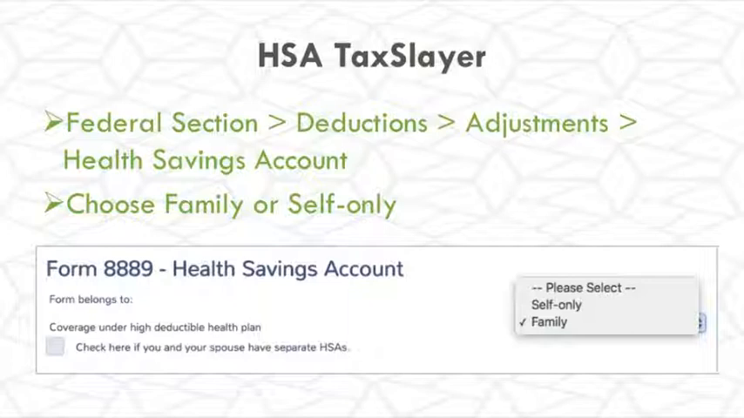Now let's talk about HSAs and TaxSlayer. To access the entry screen, you're going to want to go to the Federal section, Deductions, Adjustments, and Health Savings Account. And the first thing you're going to do on the screen is choose whether it's a family plan or a self-only plan.